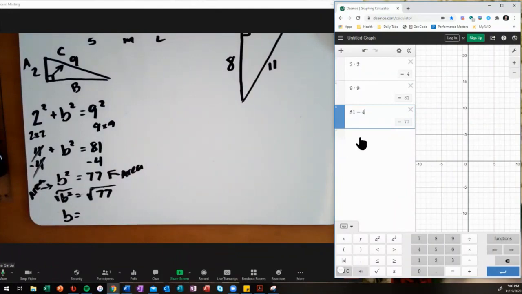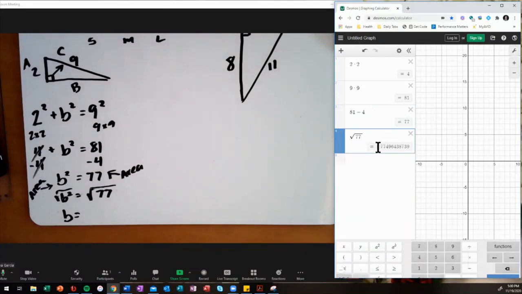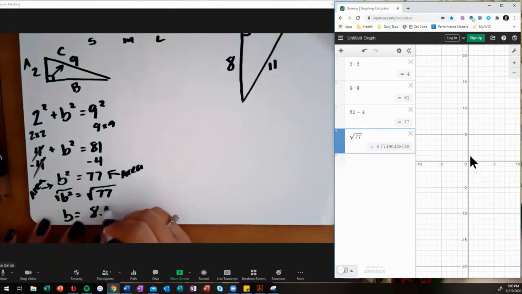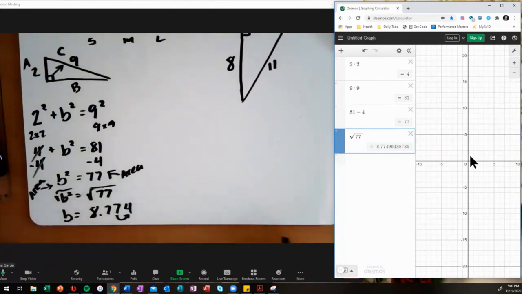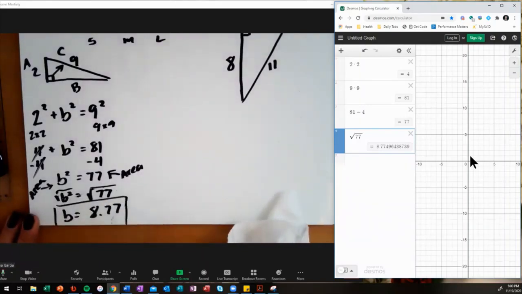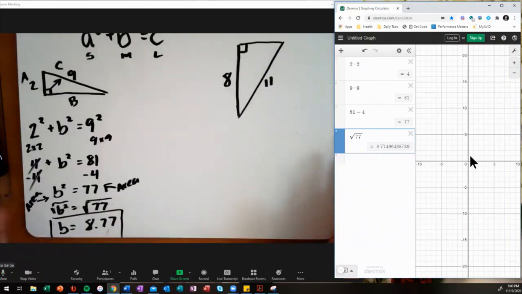And now let me come over here, and I'm going to do the square root of 77. Notice how it gives me an irrational number, so that means that I have to round. And when I round it, I'm going to write that here, 8.774. I'm going to look at this number, and I'm going to look at the number right behind it. If this number is greater than 5, then I'm going to round this number, the number 7, the one that I underlined, up. But since it is less than 5, I'm going to leave it as 7. So right here, this is my answer. B is equal to 8.77. This is how I find B.